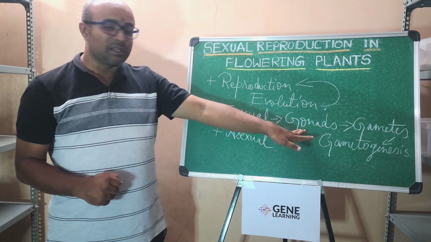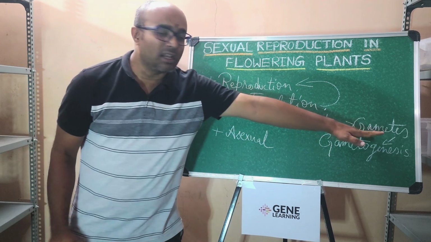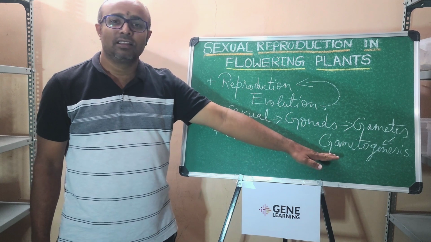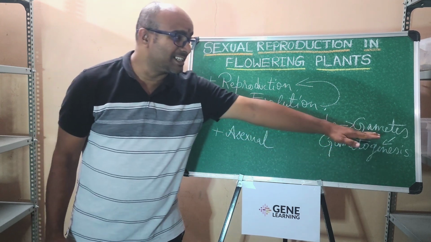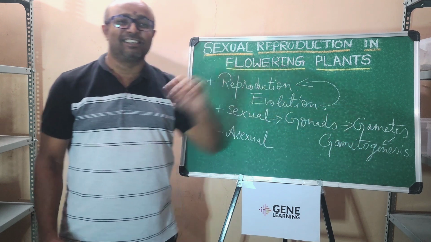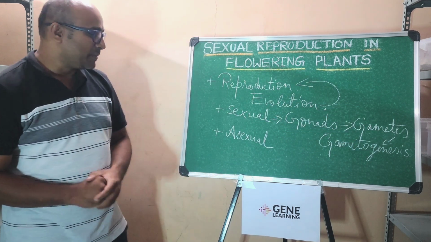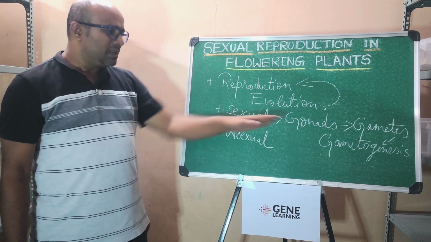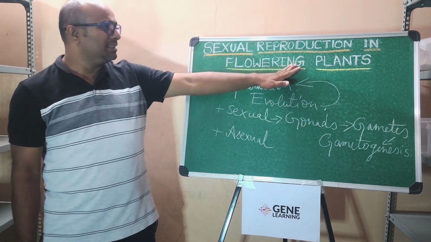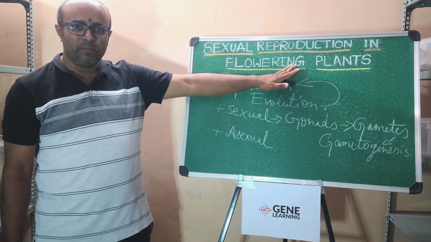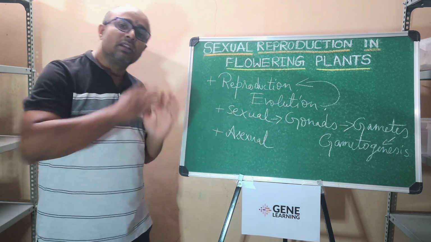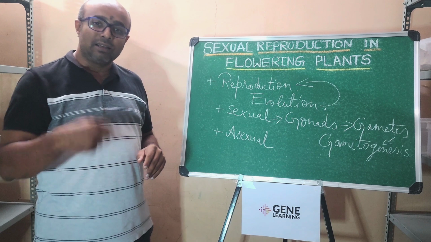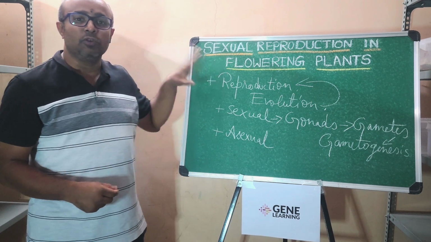So this is the specialized organ, this is the specialized process, and this is the specialized cells. Sorry for that mistake. Now, we'll discuss this in detail in this chapter as well, and gametes, gonads, and everything will come to you in the next chapter, that is sexual reproduction in human beings.